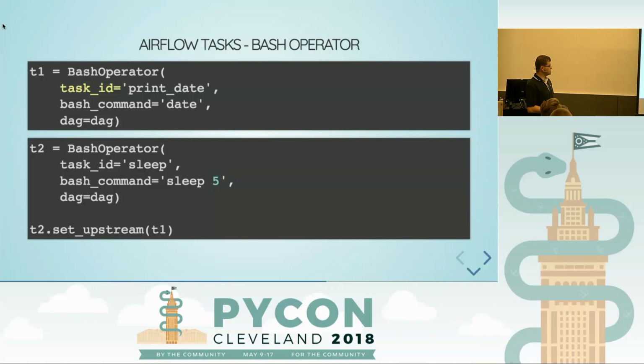So here we're using this bash operator, and from the name you can see that the bash operator accepts a bash command, and that's what it's going to do. It's going to execute this bash command, in this case, date. Then we're also passing this task ID, which is again similar to a DAG ID. It's a unique identifier for this task. So each task has to have a different one.